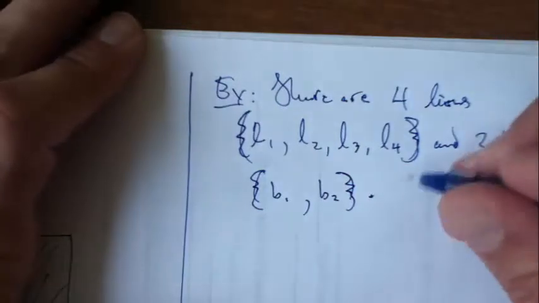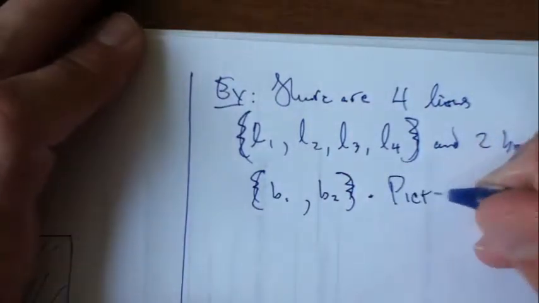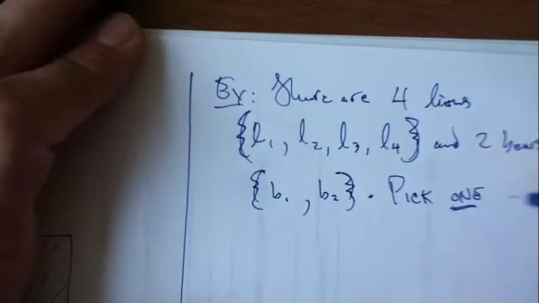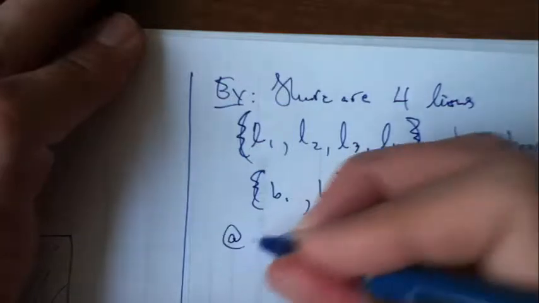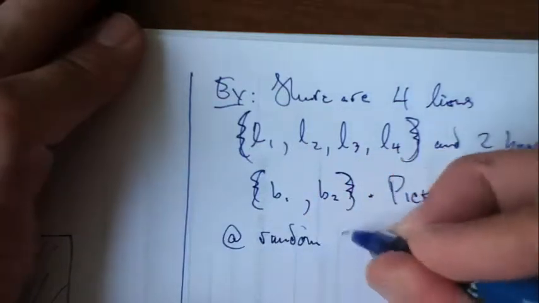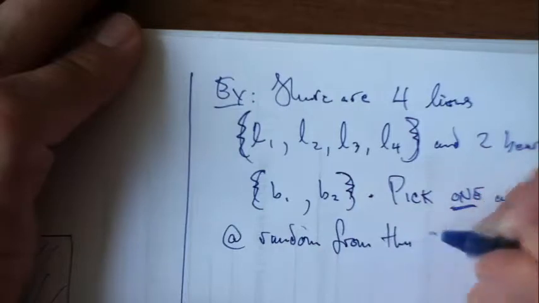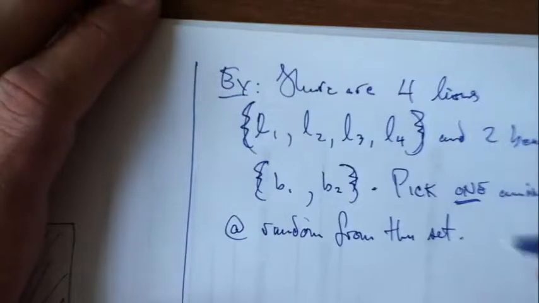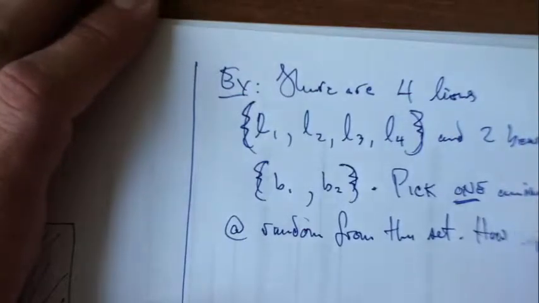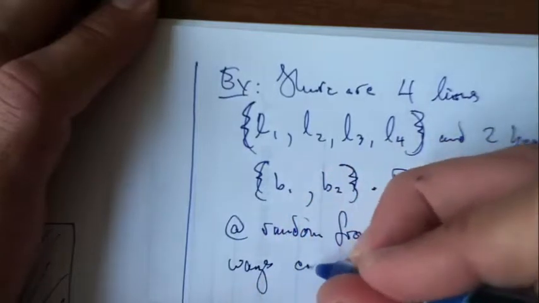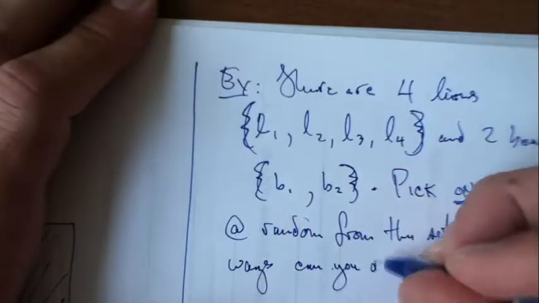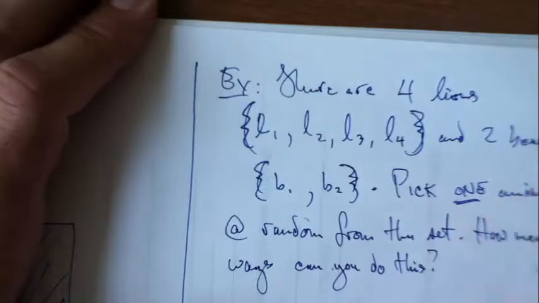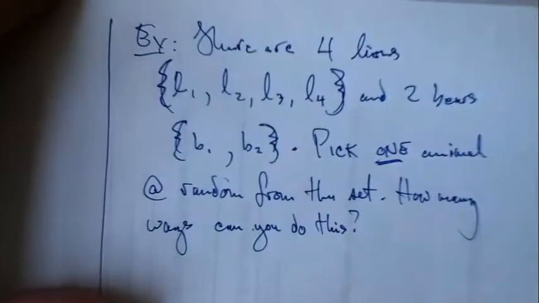You pick 2 at random. Or let's pick one animal, one animal at random from the set. How many ways can you do this? Well, of course, there are 6 possible animals.